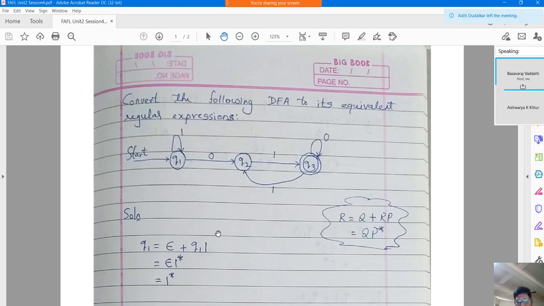Now, at this junction, we have one important formula. It is called R equal to Q plus RP. Here Q is any variable, and the R on the left hand side should appear on the right hand side as well.